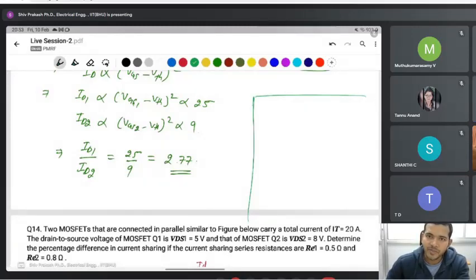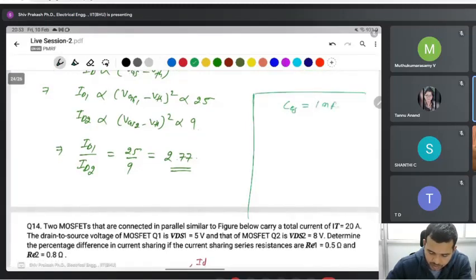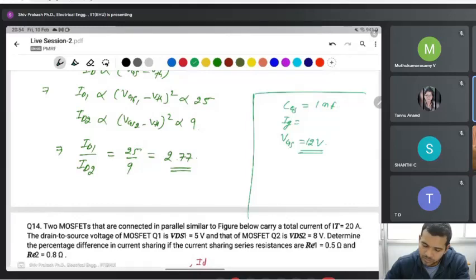Sir, shall I read out? A MOSFET has a gate to source capacitance of 1 nanofarad. Gate to source 1 nanofarad. Now they are asking the gate current required to sustain the turn on of MOSFET is how much milliampere if the gate source voltage is 12 volt. Means gate source voltage is 12 volt, then how much gate current? So there is no time information.